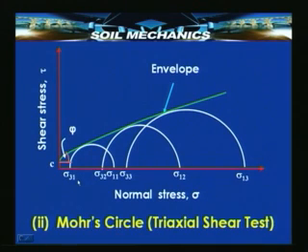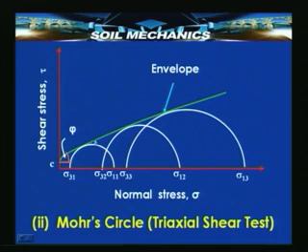For convenience, the first circle is shown to have a minor principal stress equal to sigma 31 and a major principal stress equal to sigma 11. The second circle corresponding to the second test has a slightly higher minor principal stress sigma 32 and a slightly correspondingly higher major principal stress sigma 12. The last circle has sigma 33 and sigma 13 as the corresponding stresses.